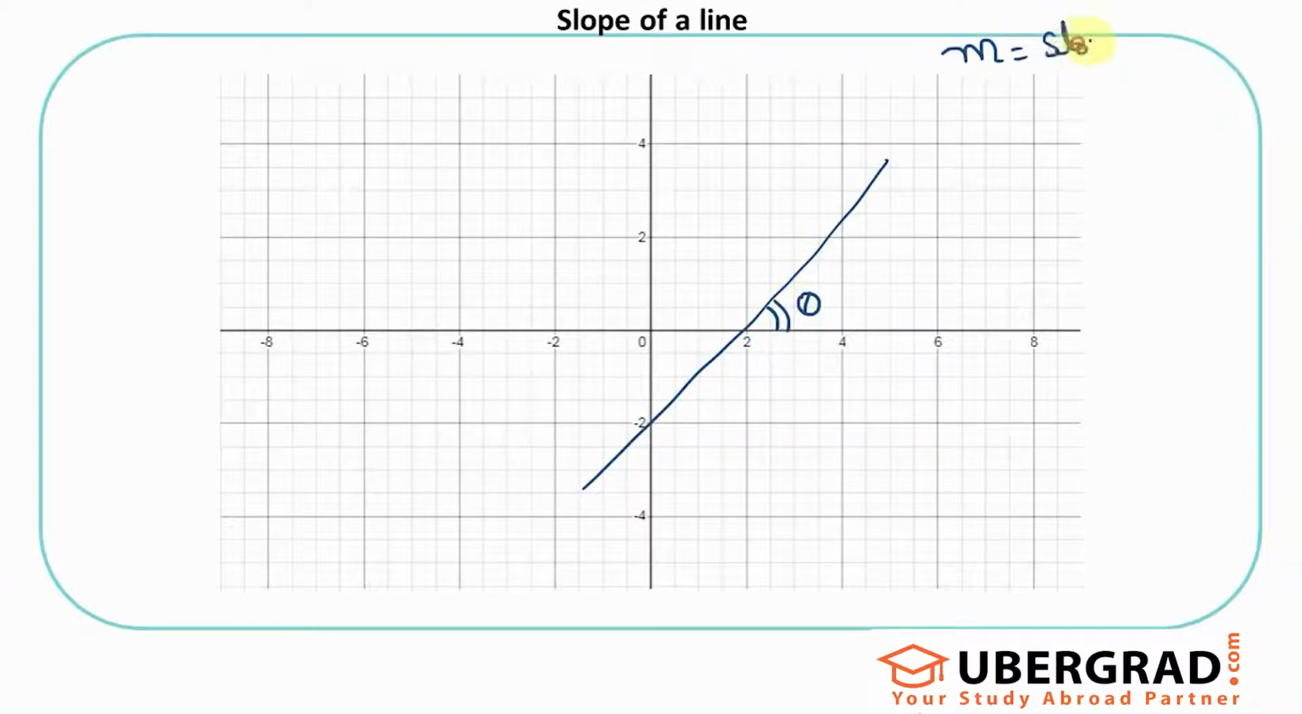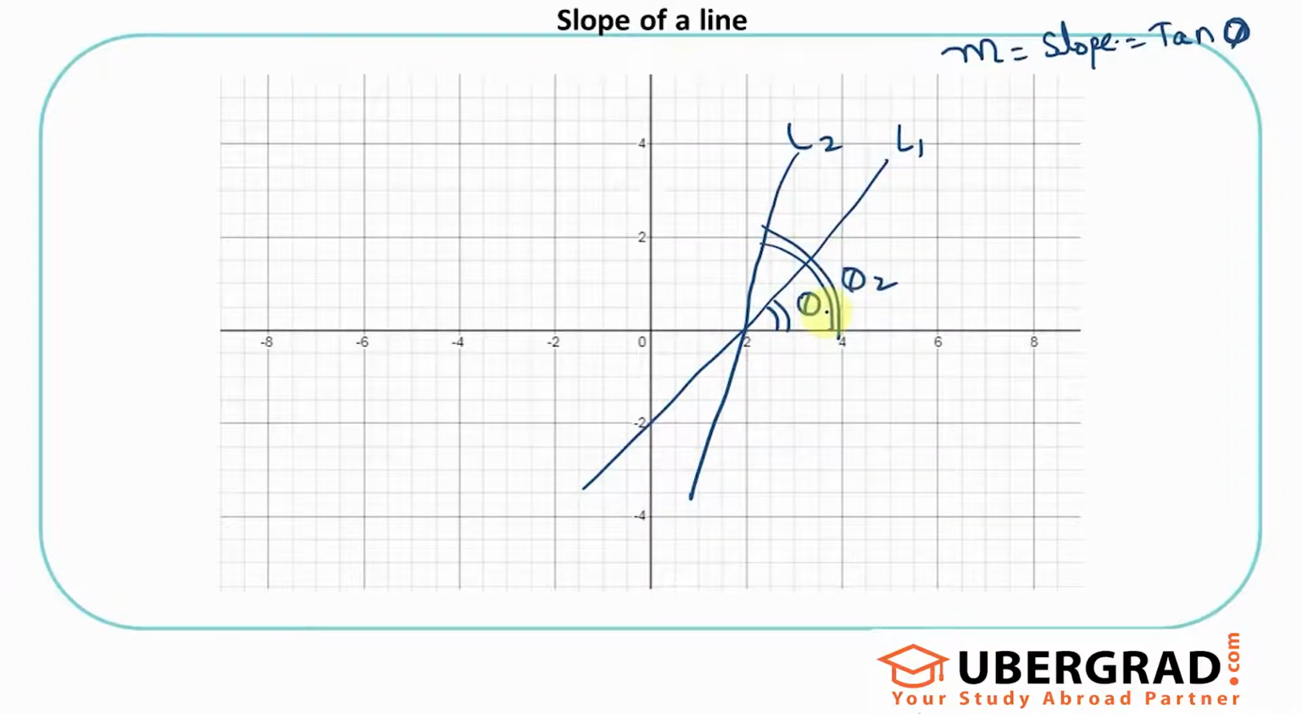So slope is like how steep the line is. Fundamentally, its value is tan of the angle theta, right? You understand this? This line, let's call it line 1 and this line 2. This L2 is making more angle with the x-axis. Let's call this theta 2 and this theta 1. Because theta 1 is more than theta 2, tan theta 1 would generally be greater than tan theta 2.